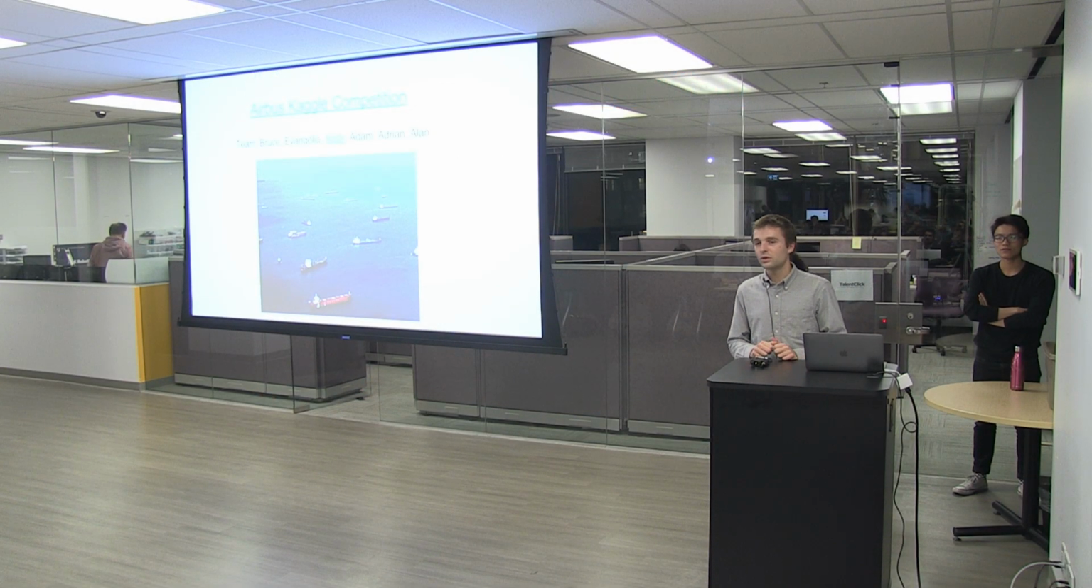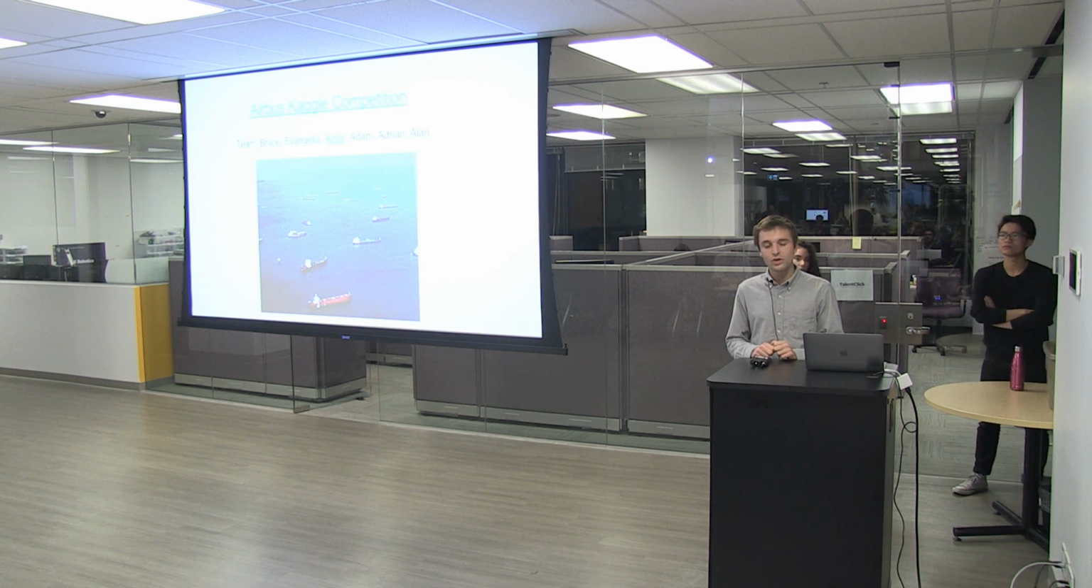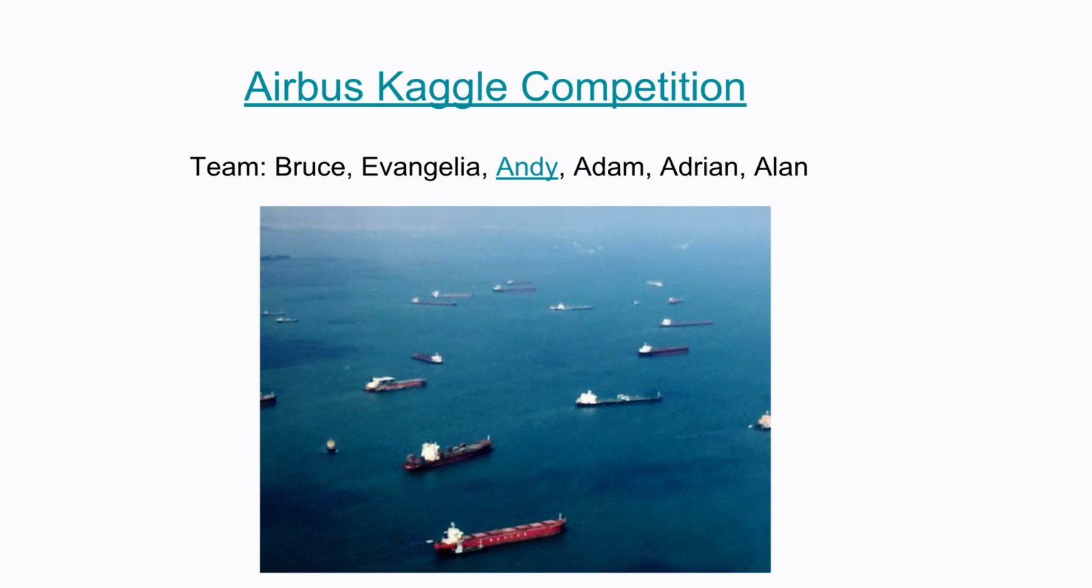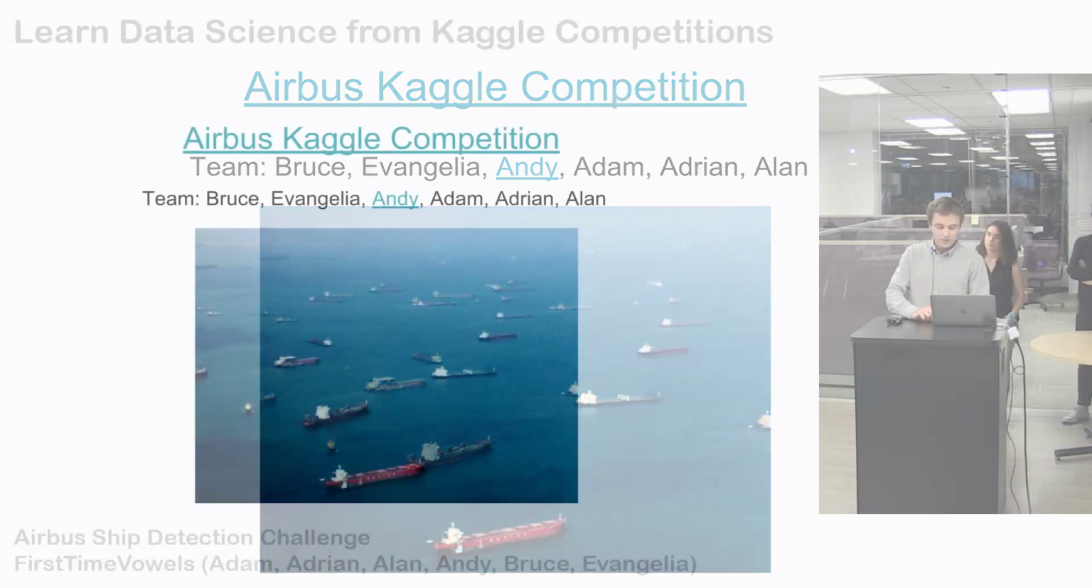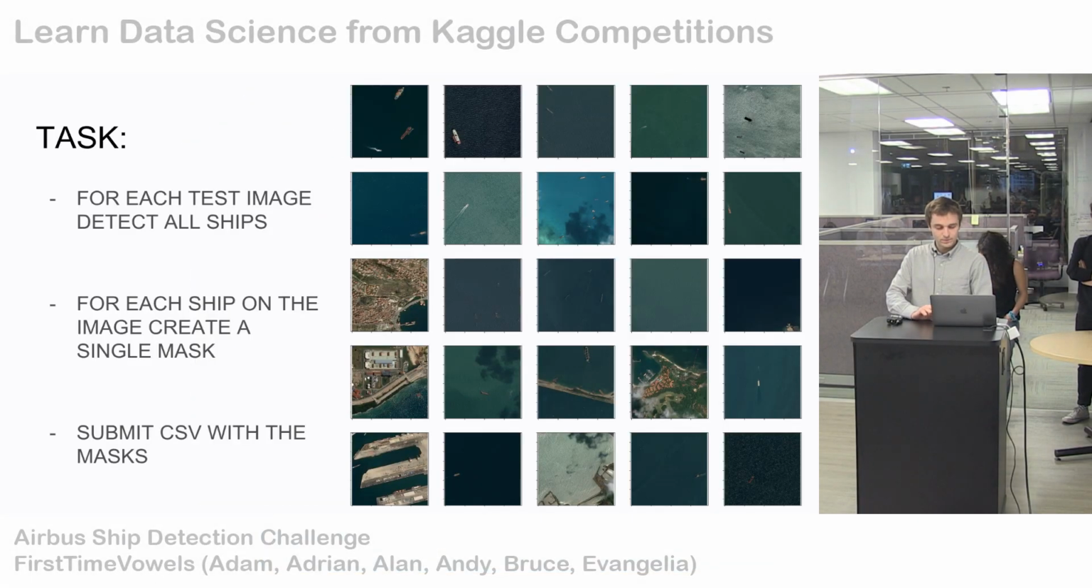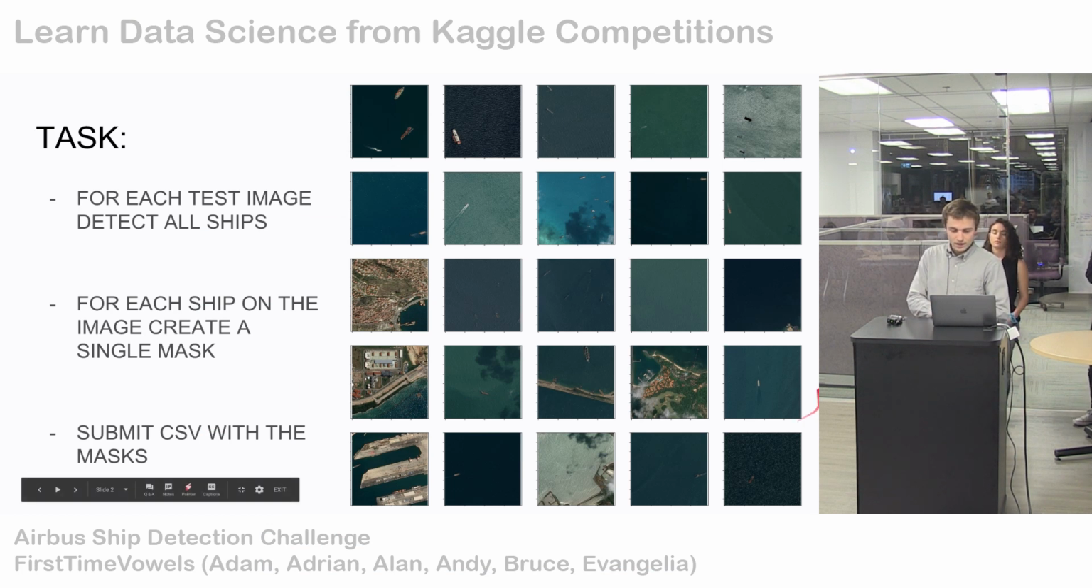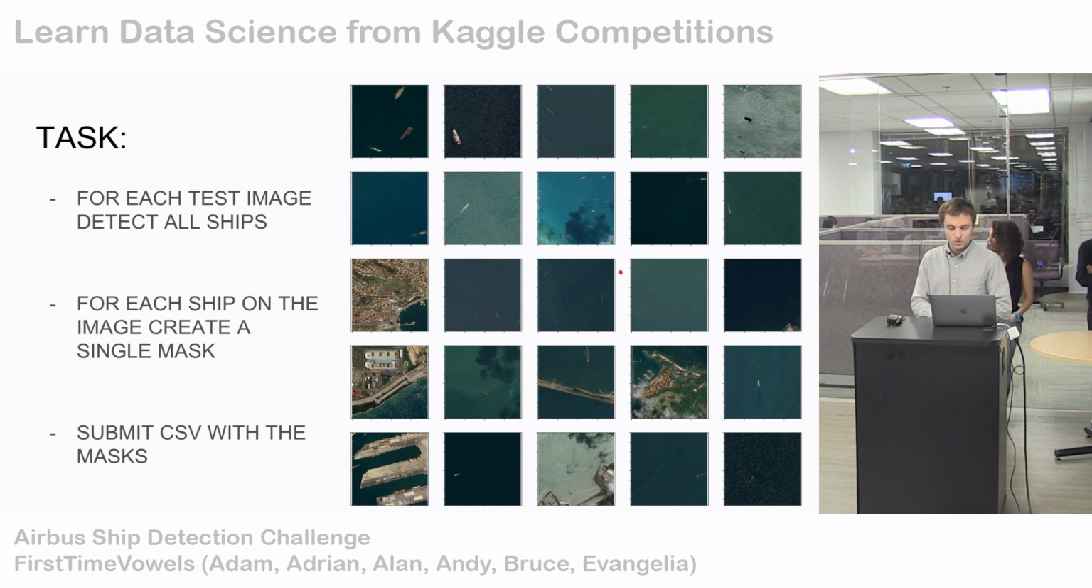The whole purpose was to help monitor ship traffic, and it was held by Airbus, which provided satellite pictures of the sea. There are a few samples. As you can see, there are pictures with a lot of ships. I think the maximum was something about 15, and there were also a lot of pictures with no ships at all.